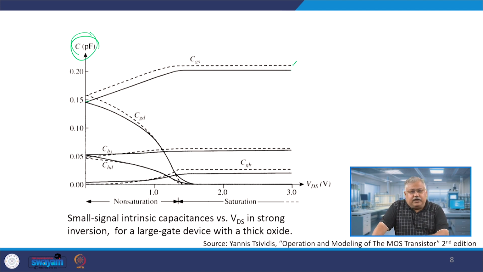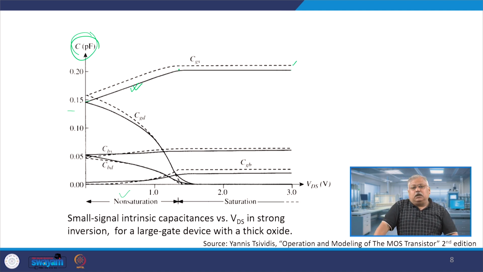But since it is a drain voltage which we are talking about, let us see one by one how it works out. When your drain voltage is relatively very small, in the non-saturated case, your CGS shows almost a linear increase, right. Why? Because as you go on increasing the value of VDS, more and more charge is getting accumulated onto the source side and on the drain side, and as a result you will see a linear increase in the value of CGS, right, from 0.15 to approximately 0.20 for a standard device, and then it starts to saturate.